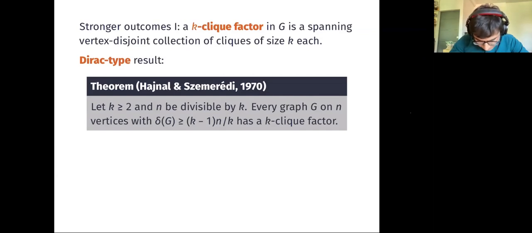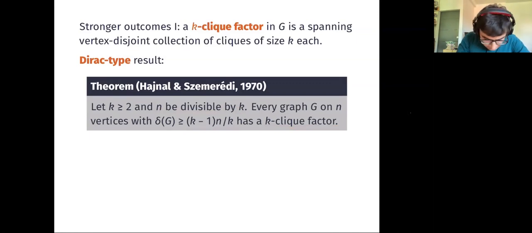They showed also something different, but in particular, they showed this: if your number of vertices is divisible by k, which is a necessary condition to have this k factor, and your minimum degree is at least (k minus 1) times n over k, then your graph has a k clique factor.